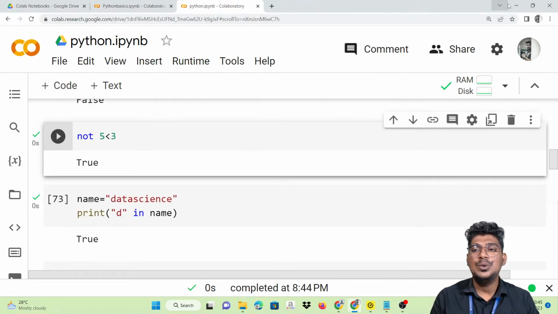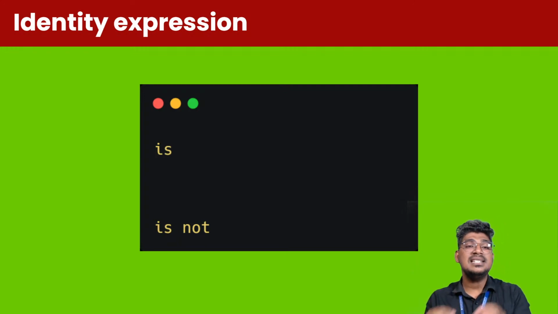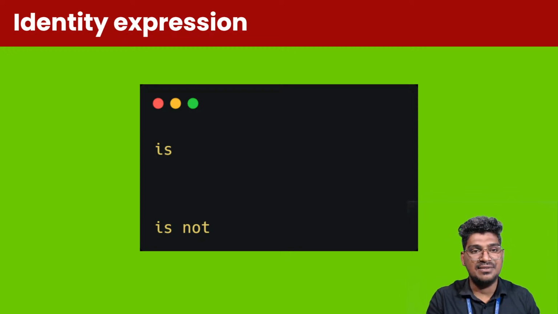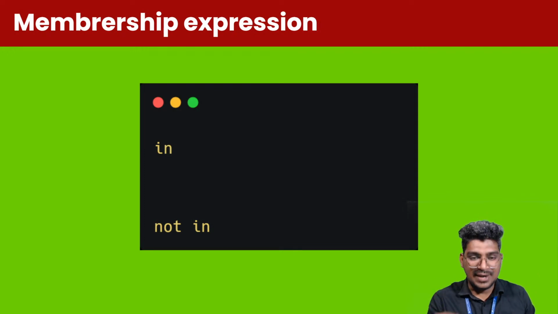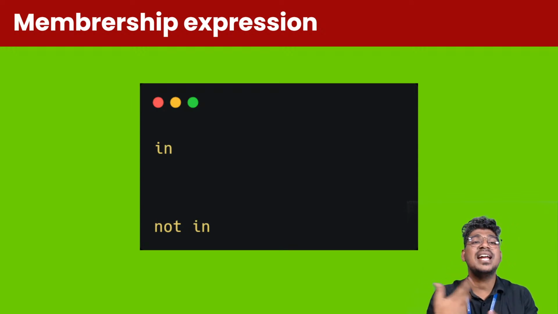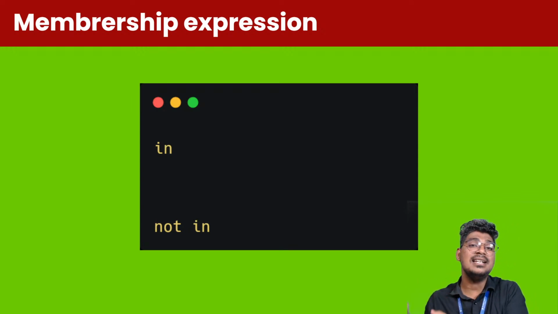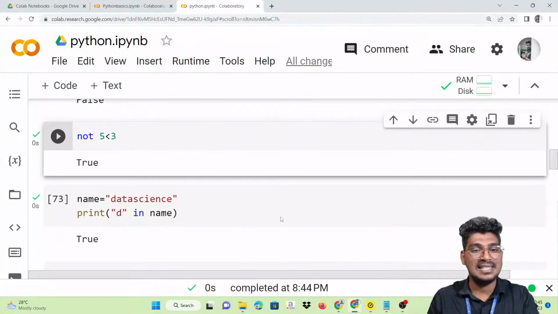Now, I'm going to explain the next one, the identity expression. This will be helpful for checking whether A is B, that means A is equal to B. So this we can identify. And what about the membership operator? It has two operators, in and not in. For example, for a particular character, we can find whether it is there or not. The output will return true or false. I will show you, then you can understand easily with the example.